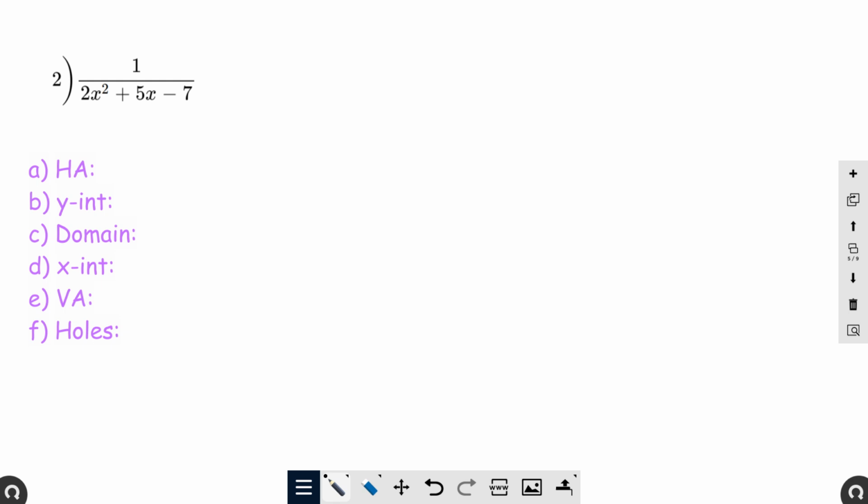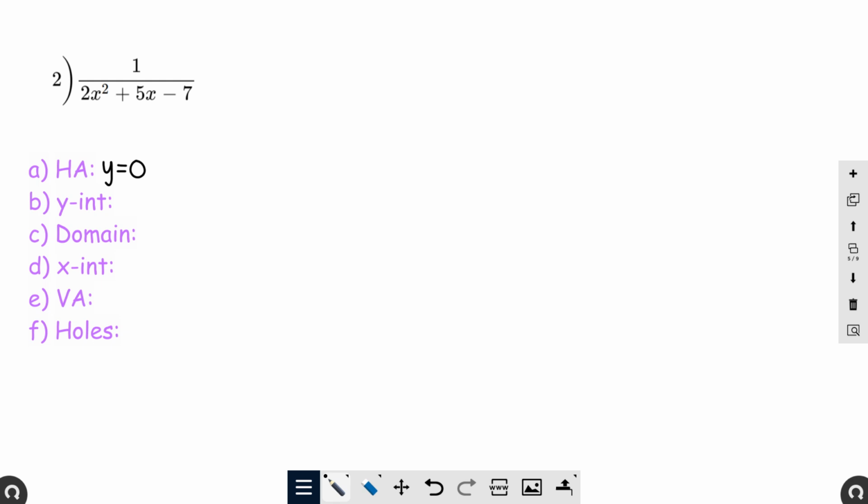So in HA, it says, look for the highest power. Which is bigger, our numerator or denominator? If the denominator is bigger, we say y equals 0. Good. For the y-intercept, yes, it tells you on your paper, you say none.